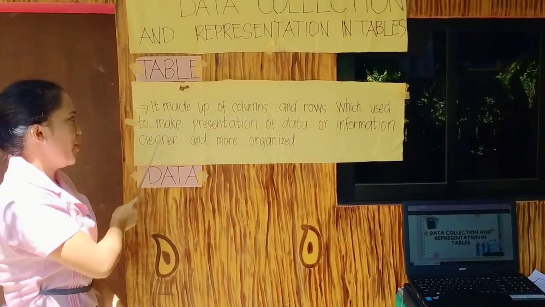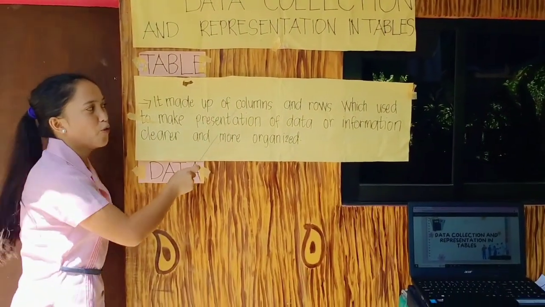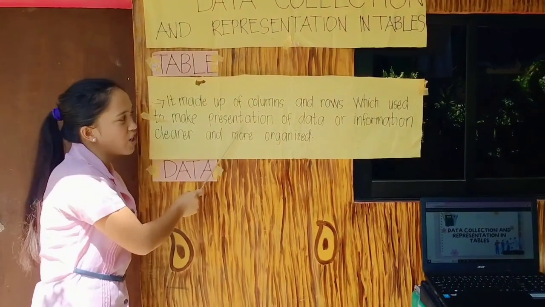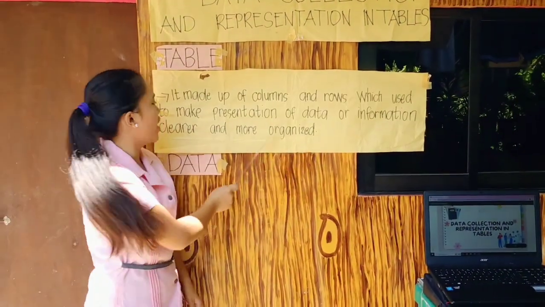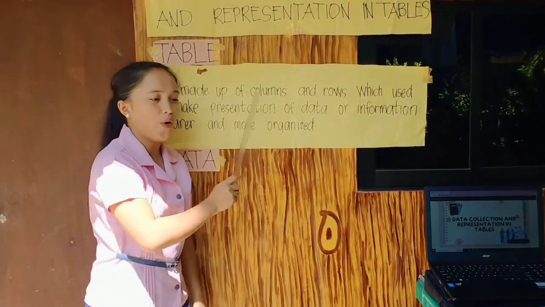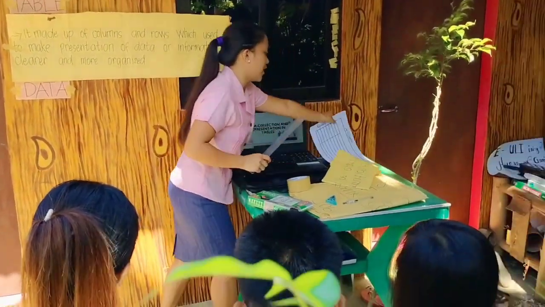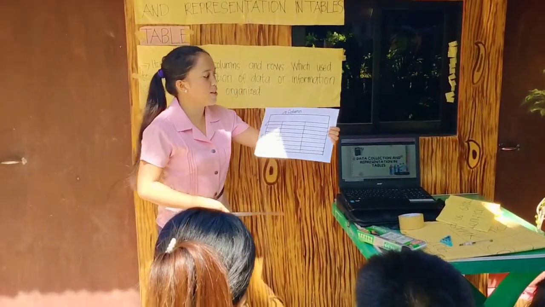What is a table? It is made up of columns and rows which are used to make the presentation of data or information clearer and more organized. Try to look at this one, class. This is an example of a table.